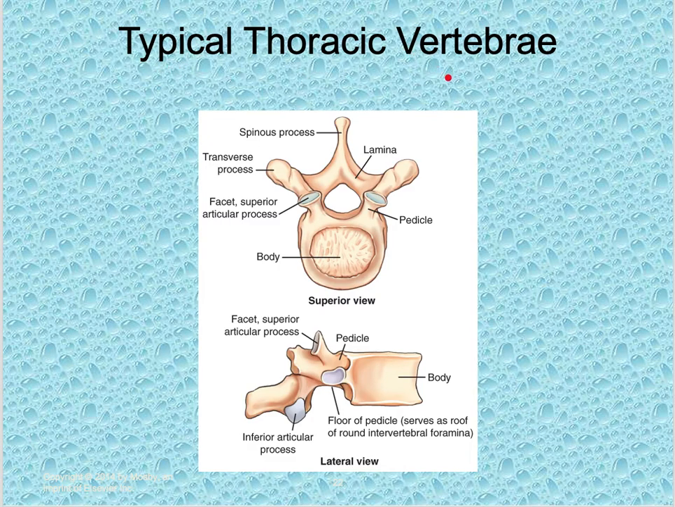Typical thoracic vertebrae is just like all of the other vertebrae. We have the body, we have the pedicle, we have the lamina, we have the spinous process, we have a superior articular process, inferior articular process. We also have the inferior vertebral notch, superior vertebral notch. As those join together and stack on one another, we have the intervertebral foramen.